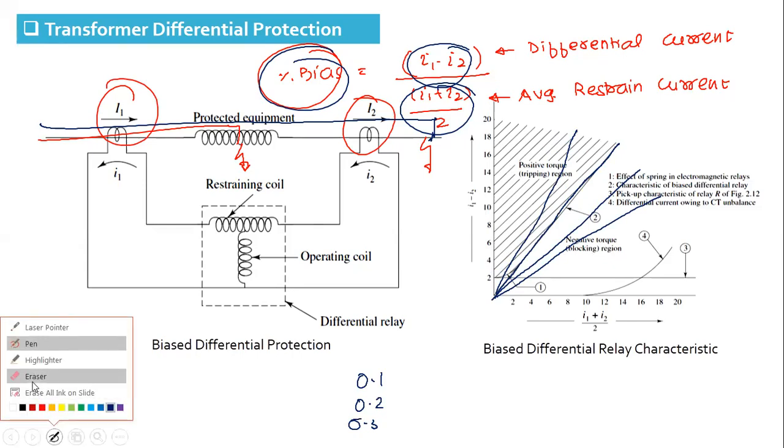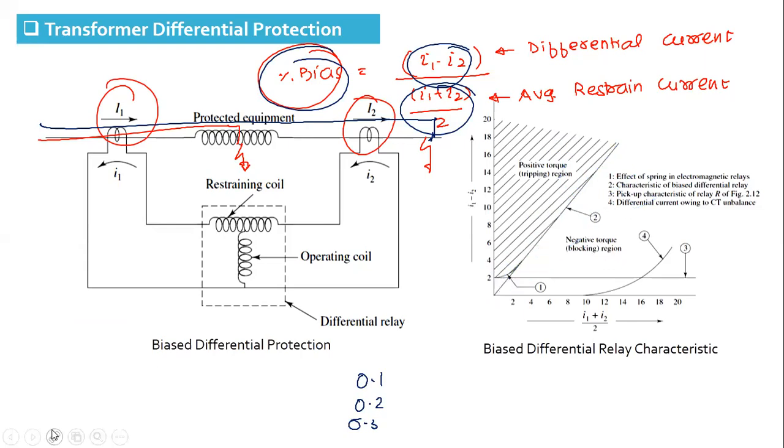Suppose I have set percentage bias equal to 0.2, for example. So if the ratio of I1 minus I2 by (I1 plus I2) by 2 is more than 0.2, it is in the trip region. And if it is less than this, it is in the block region. This is how the percentage bias relay works. Clear?